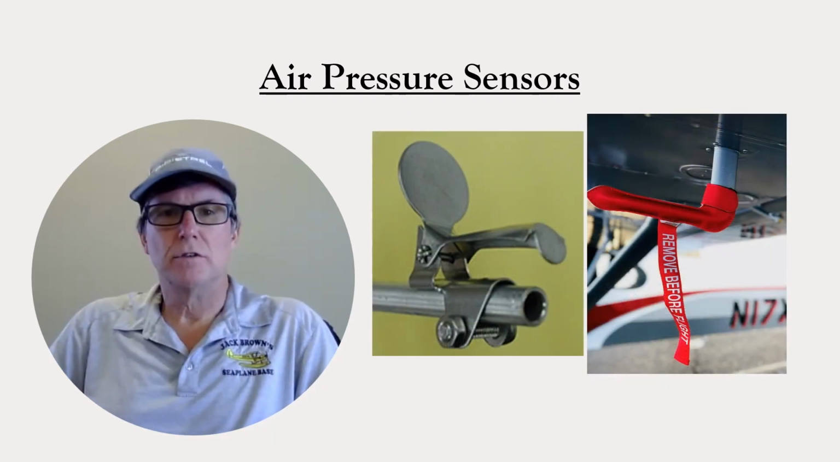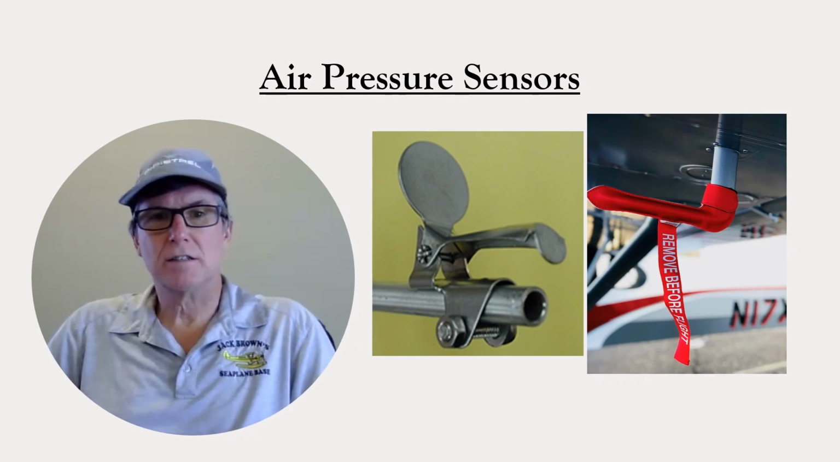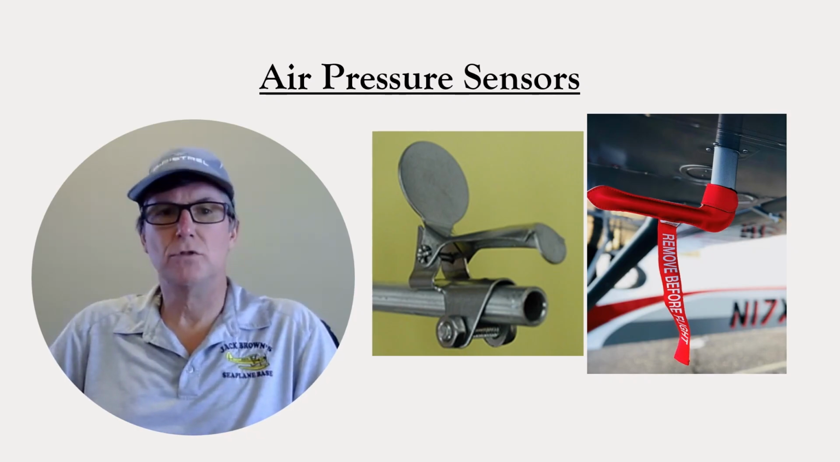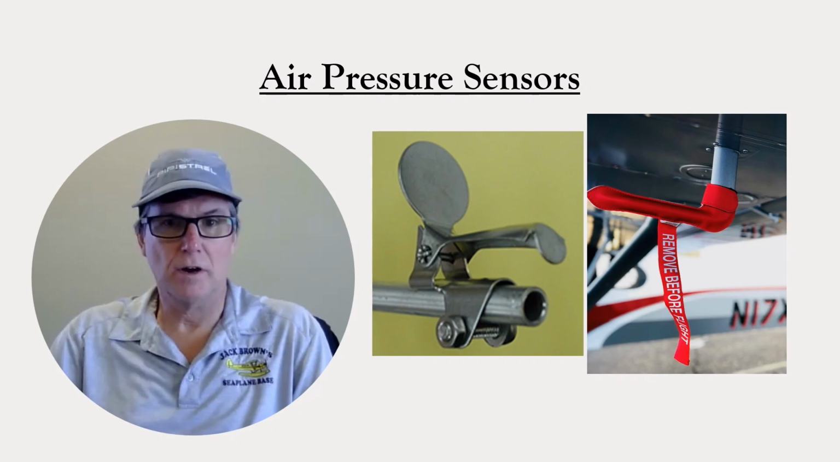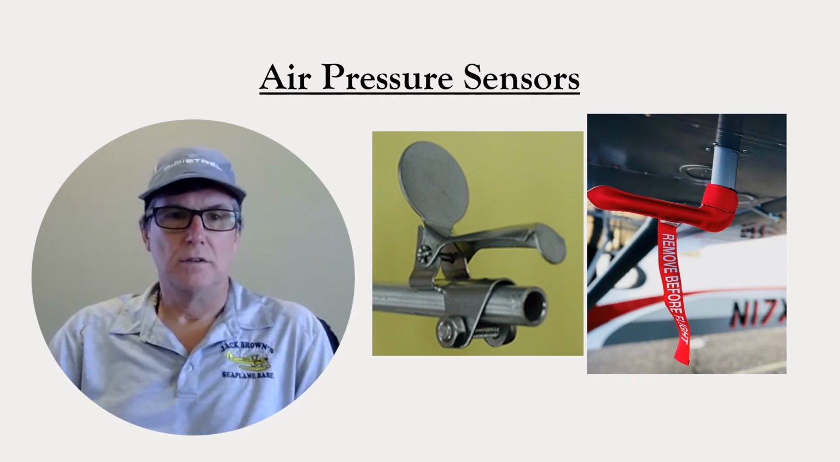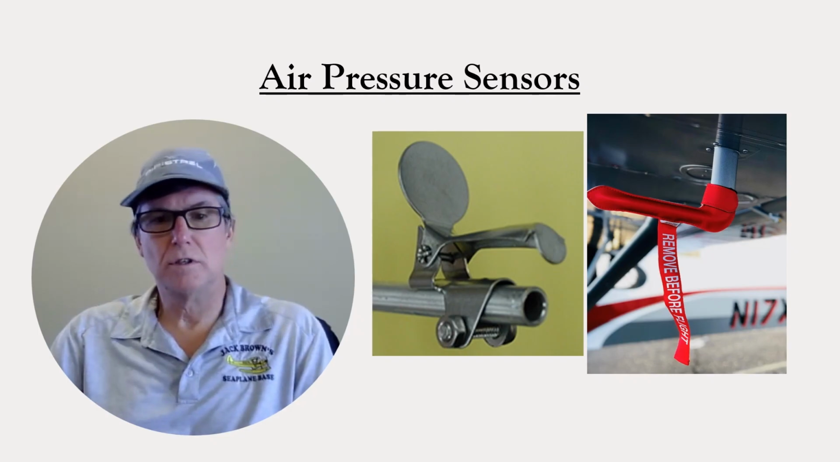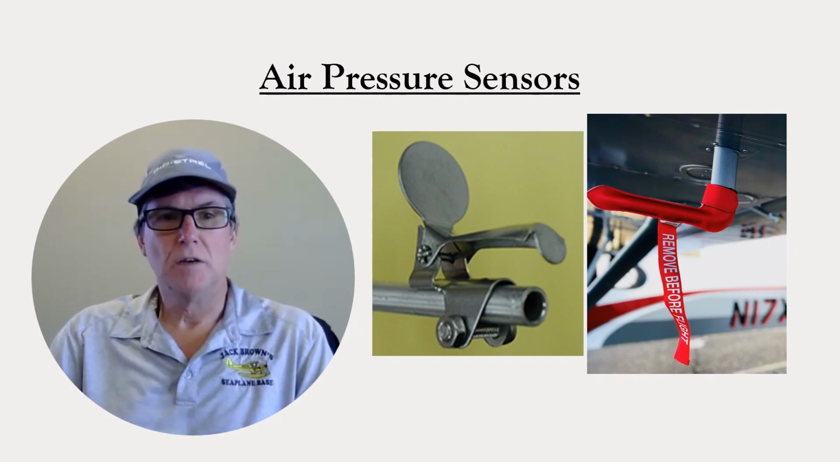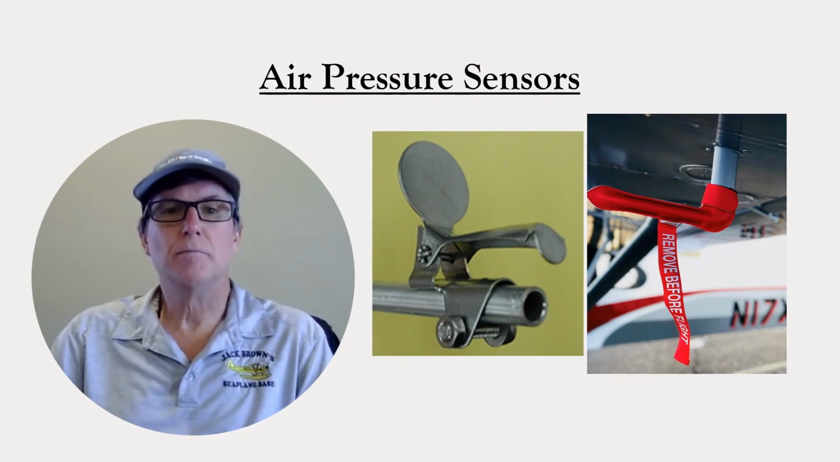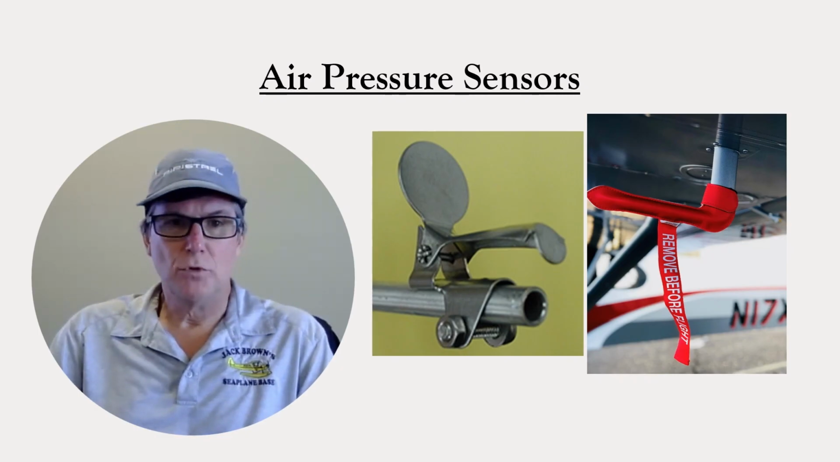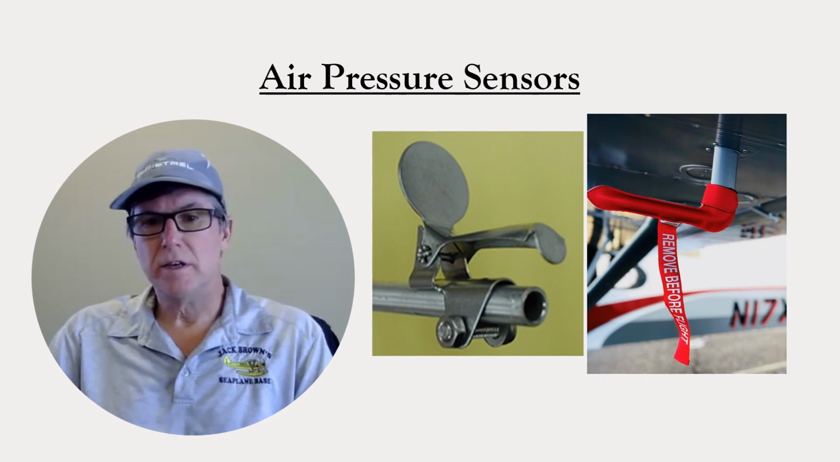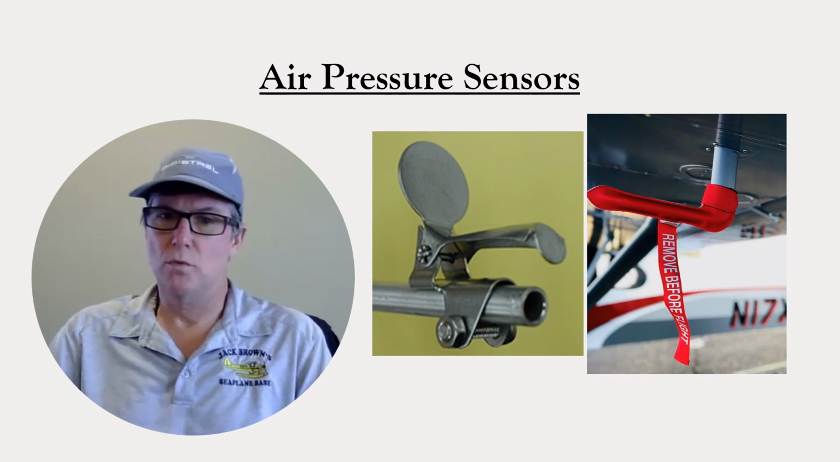A pitot cover is often used to prevent insects from nesting in the pitot tube while the airplane's parked on the ground. The one on the left is designed to automatically open as soon as the airplane gets up to speed. The one on the right must be removed during your pre-flight. If they're not removed for any reason, then the airspeed indicator won't work.